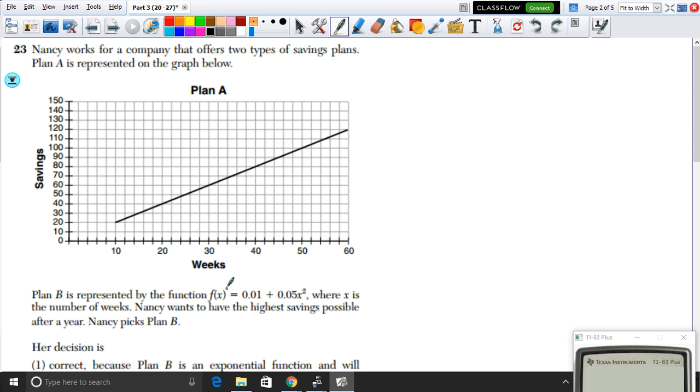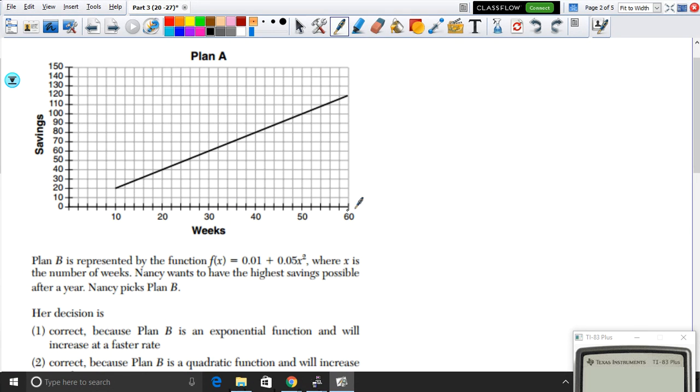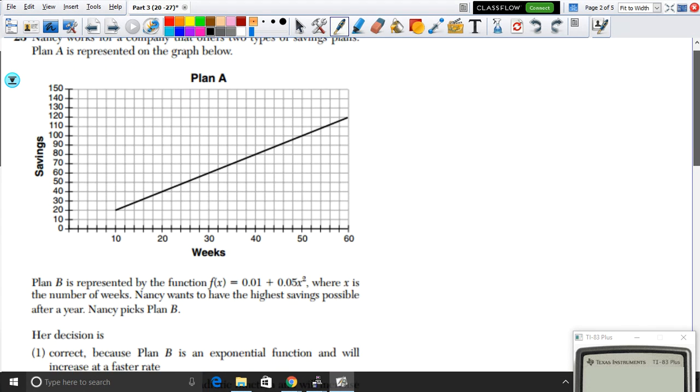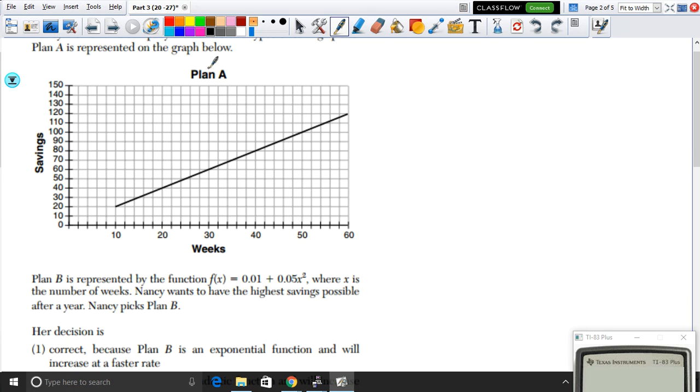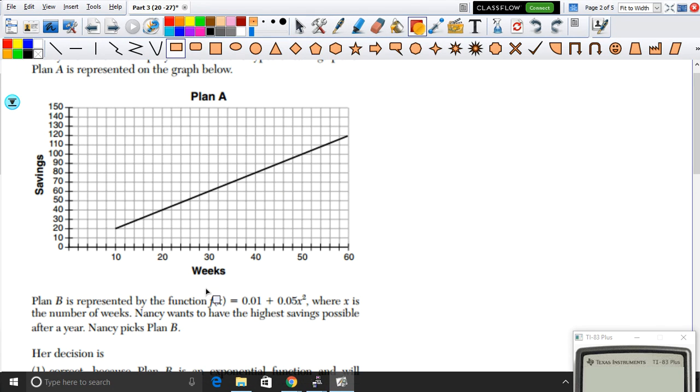So Nancy wants to have the highest saving plan possible after a year. And then for some reason, Nancy picks plan A, and we want to know about her decision. Okay, so let's see what's important here. We have two plans, where plan A is given by the graph and plan B is given by some function here. So this is our function for plan B.